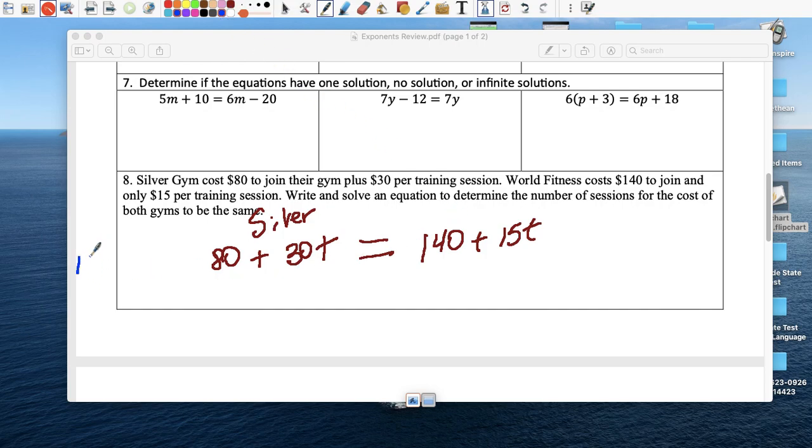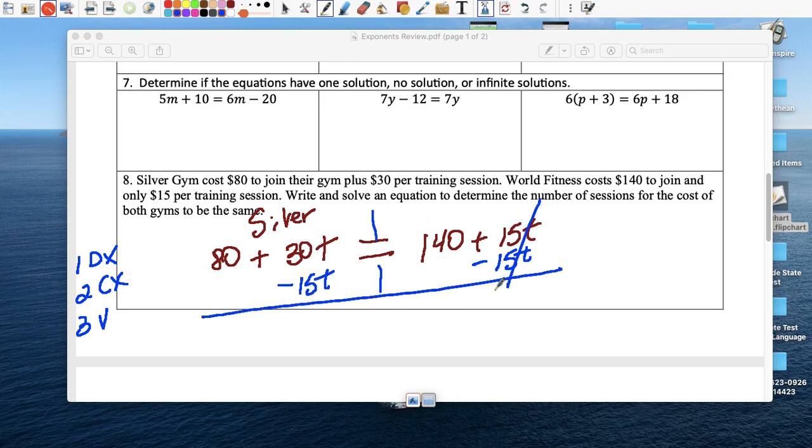One, distributive property, no. Two, combine like terms, no, because I can't combine these two, and I can't combine these two. Three, are there variables on both sides? Yes. Which one's smaller? This one's 30t and this one's 15t. So let's get rid of the 15t. Minus 15t, minus 15t. Line in the middle. That goes away because it's 0. 140 comes down. This 80 comes down because there's nothing to do. And then 30 minus 15 is positive 15t.